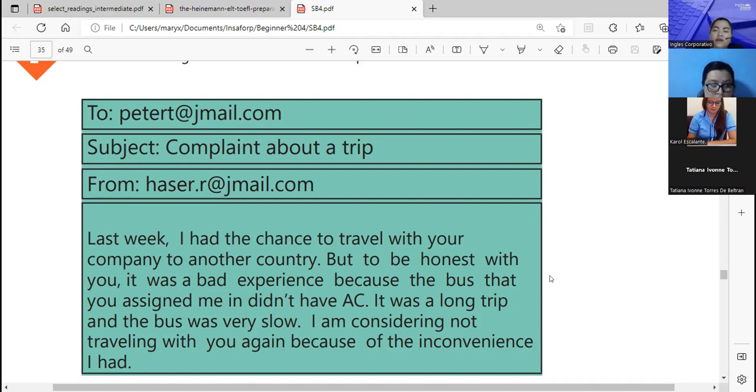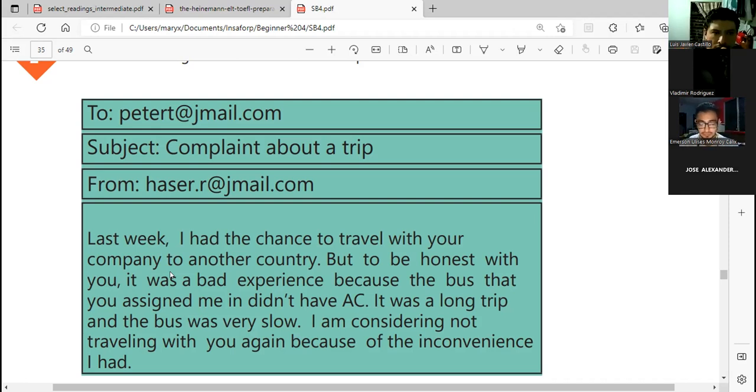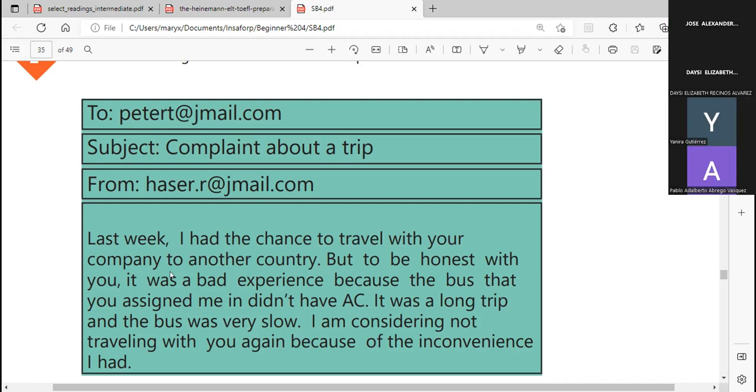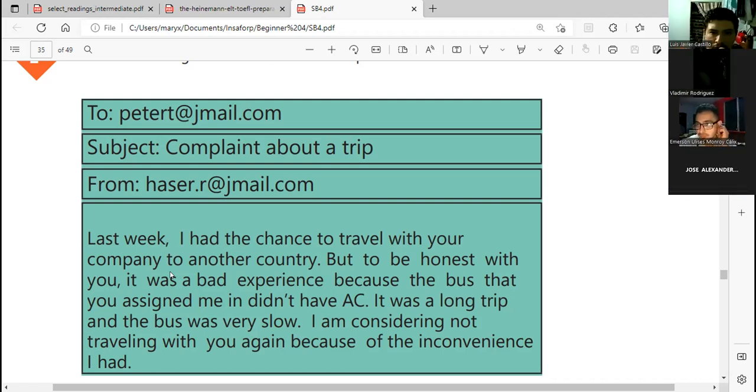Very good. Thank you so much, Joanna. So this person is very upset about the experience that he had with the transportation. Right now we're going to check some of the sentences that we have in past. Emerson, can you read the email, please, and tell us if you see a sentence in simple past?